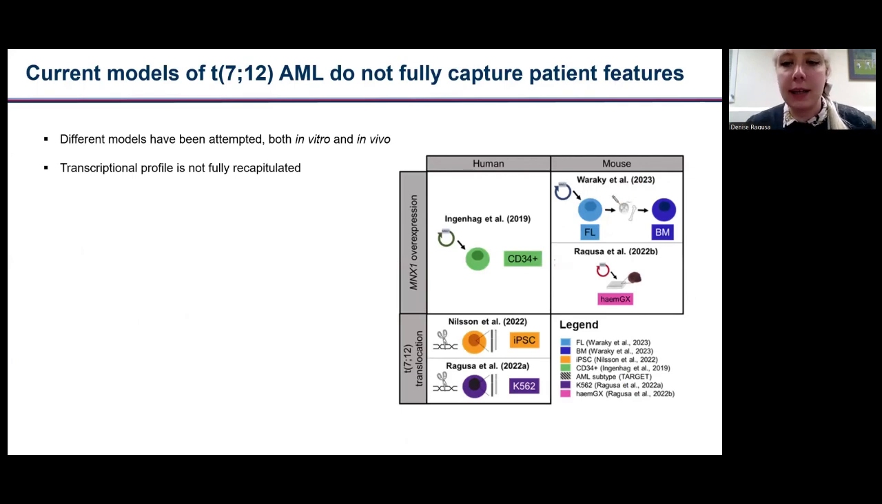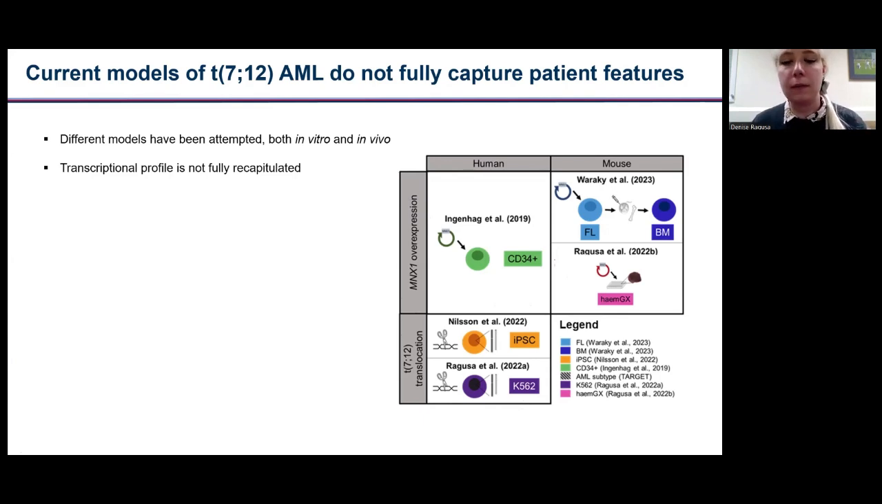So far, a number of models have been created to try and mimic this T712 AML in vitro. We've had MNX1 overexpression approaches both in mouse and human settings, and we also have an in vivo model recently, by transplantation of fetal liver cells into mice, and also some CRISPR attempts from us and others that have been able to really engineer the translocation into the cell using CRISPR-Cas9.